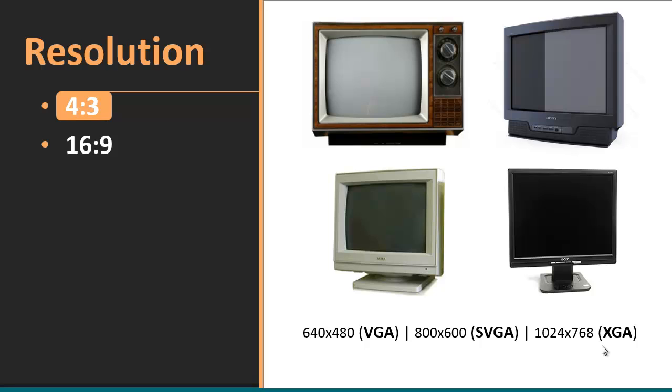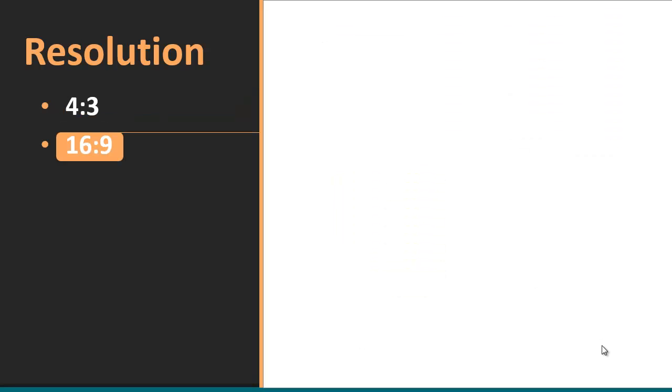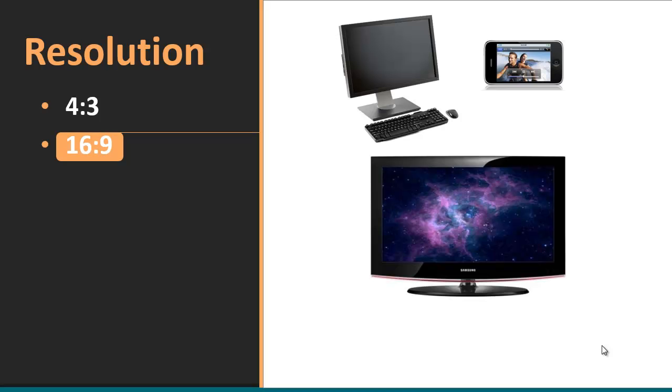But that's changing now, and it's changing because the world is going to 16:9. The 16:9 simply refers to having a wider screen. And we're seeing that in all of our consumer devices. We're seeing that in our computers. You see the widescreen here. We're certainly seeing it on our smartphones. And of course, our TVs now are much wider than they used to be.